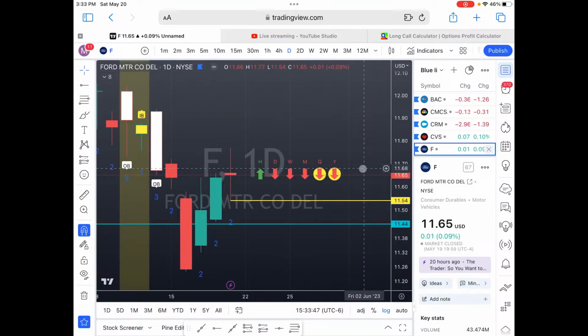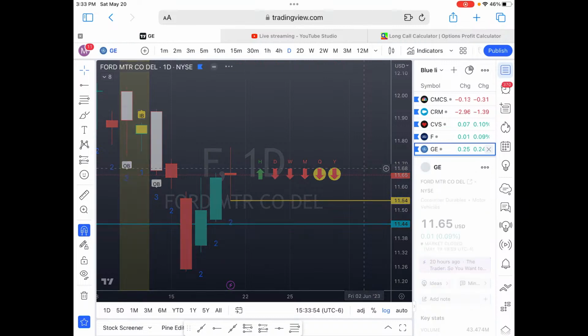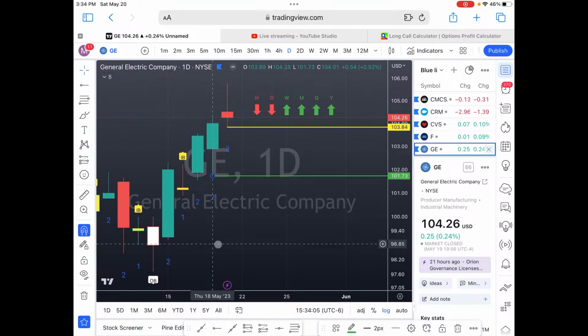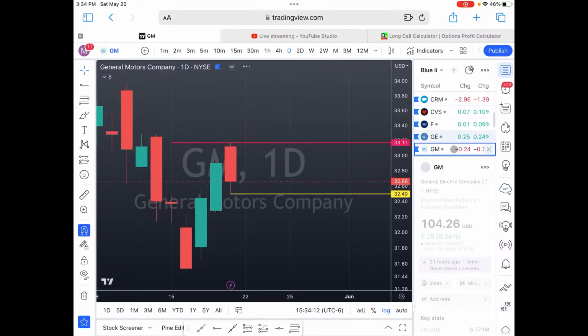We move on to Ford Motor Company. There's a 2 up red for Ford, so we can look for puts at $11.54 on Ford Motor Company. GE, okay, so here's one where we have a 2 up red. We also have that shooter candle, okay, so we can look for those puts at 103.84, and like we talked about earlier in the video, first targets, just go to the bottom of the preceding wicks. There's your next one, okay, so on and so forth as we move along.